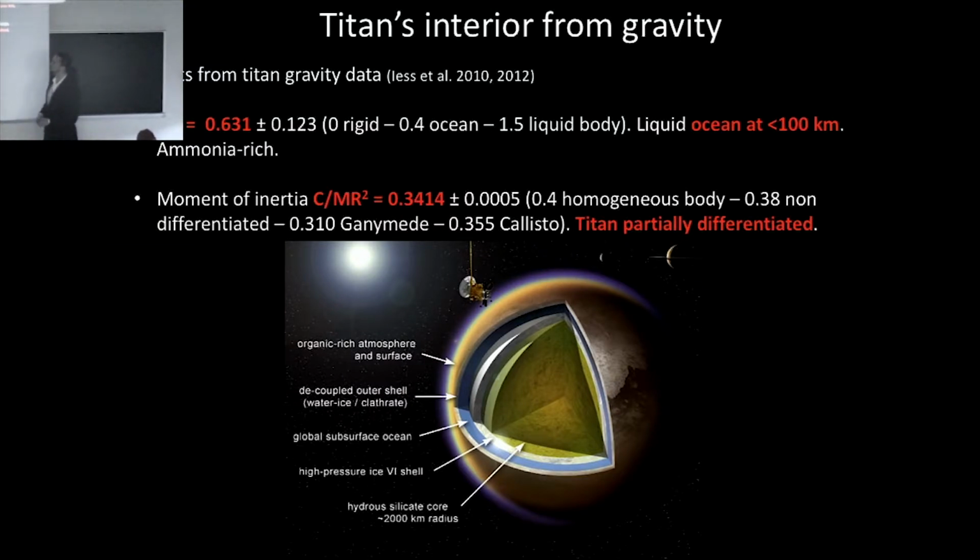The flybys also measured the moment of inertia of Titan, and it found that it's not entirely differentiated, so probably the ocean is also like Ganymede. It's trapped between two layers of ice, and then the interior is a mix between ice and rock.